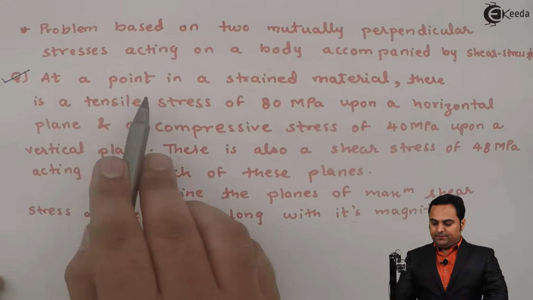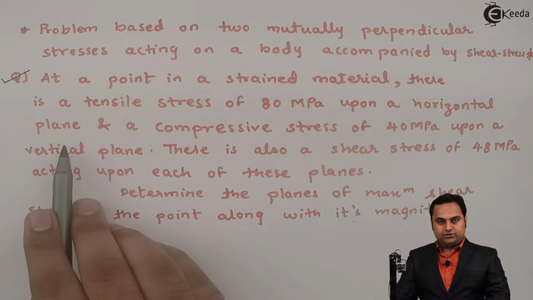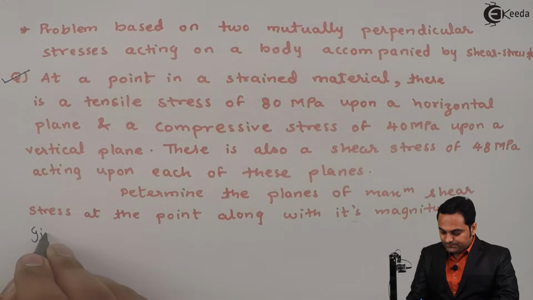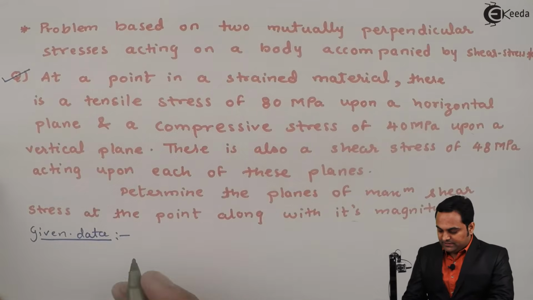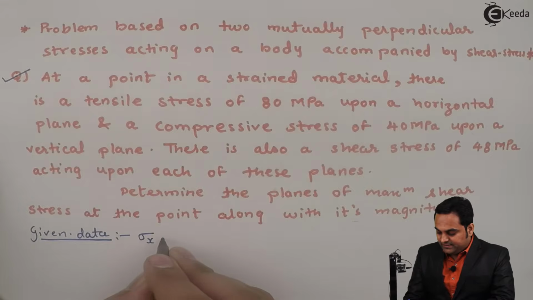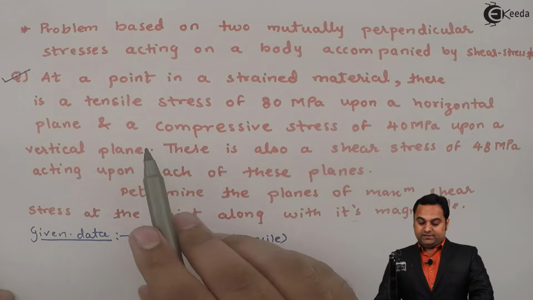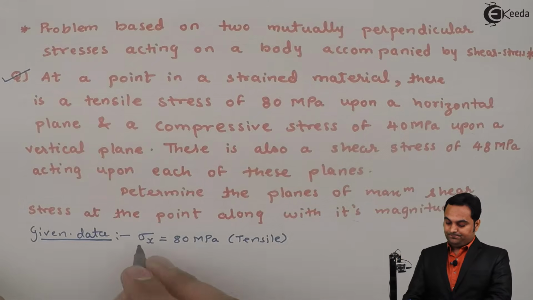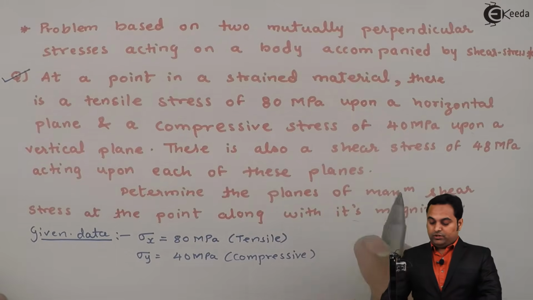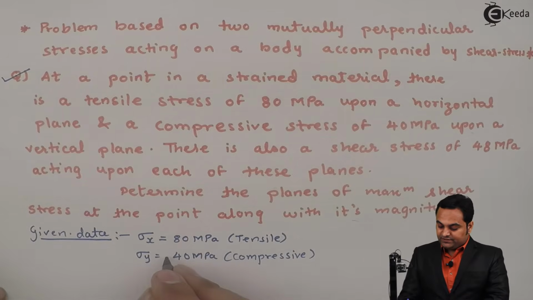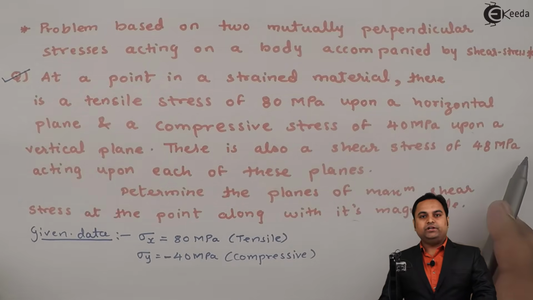Here it is given, at a point in a strained material there is a tensile stress of 80 megapascal upon a horizontal plane. So the first thing is, in the data there is tensile stress given of 80 megapascal. So tensile stress, I'll assume it to be in x direction, 80 megapascal tensile. Next, a compressive stress of 40 megapascal. Now, since it is compressive stress, we have to take it as negative. Upon a vertical plane, there is also a shear stress of 48 megapascal.